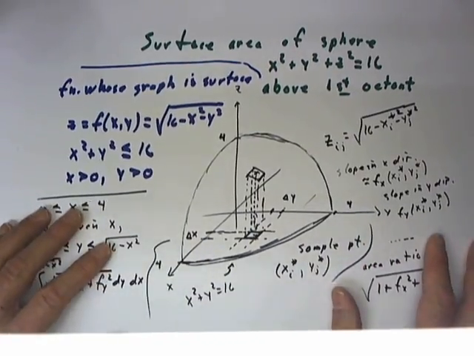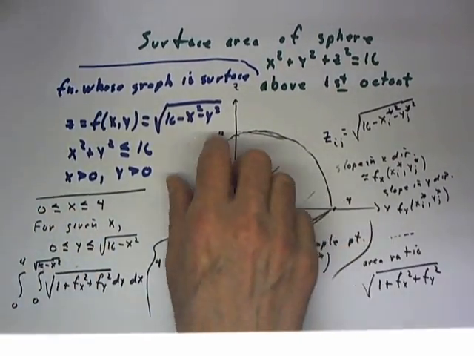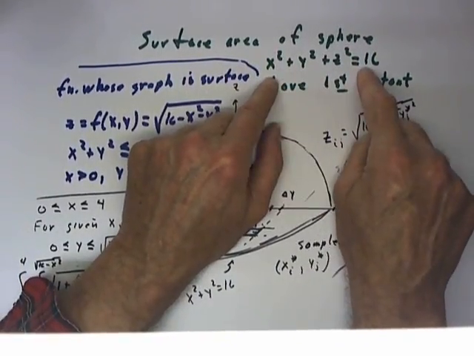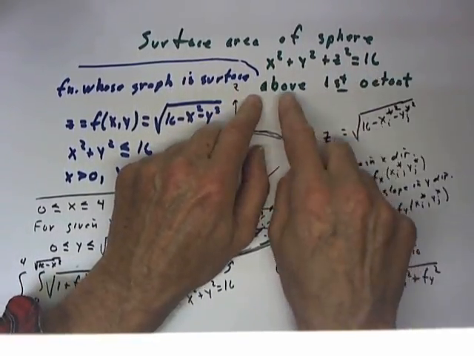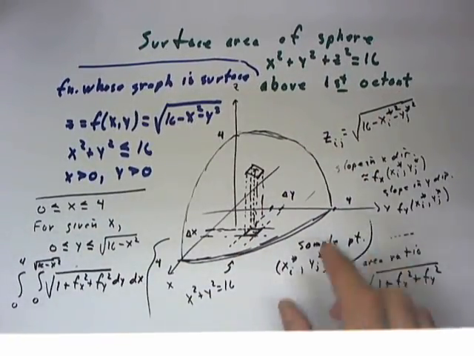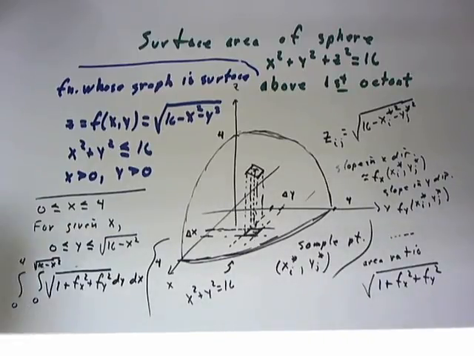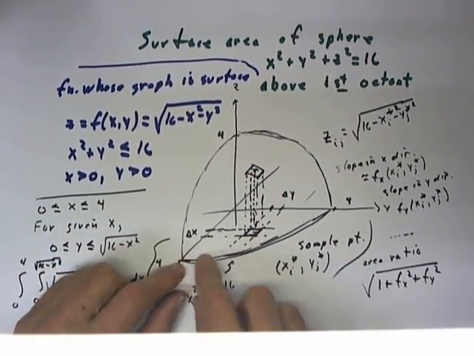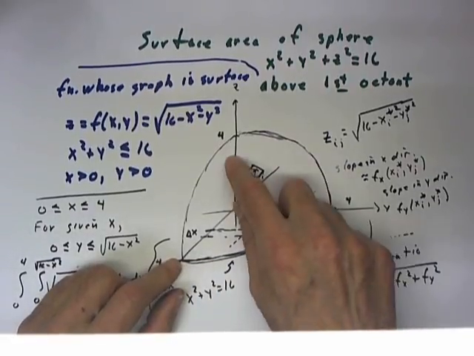Let's try to quickly summarize what we've done in the last series of clips. We asked what's the surface area of a sphere, x squared plus y squared plus z squared equals 16, confined to the first octant. I say above the first octant, that should probably say in the first octant, but let's not worry about that. So the first octant picture looks something like this.